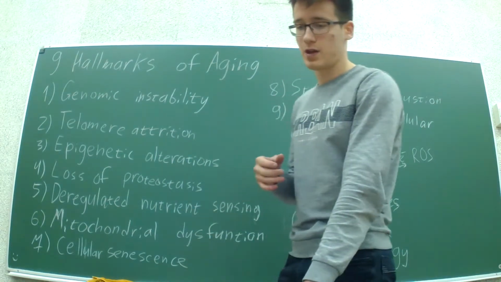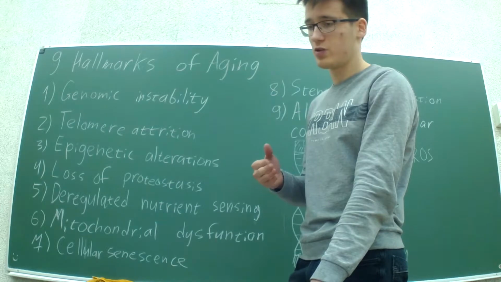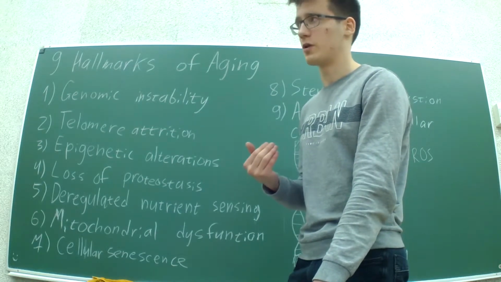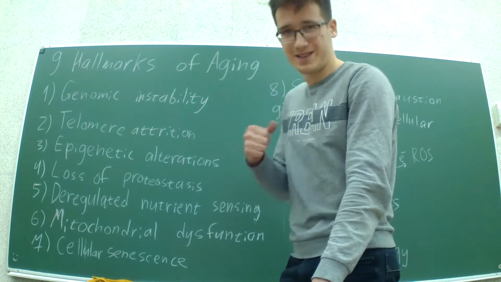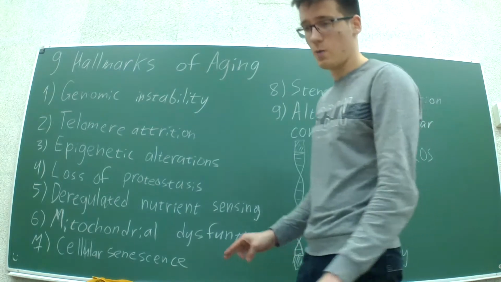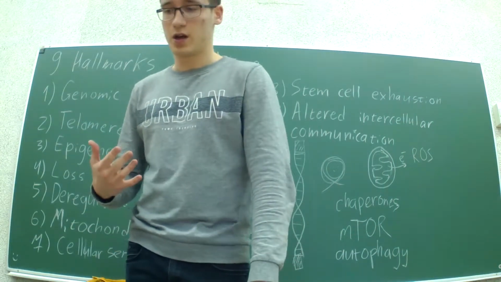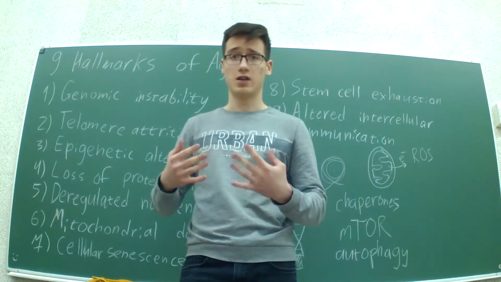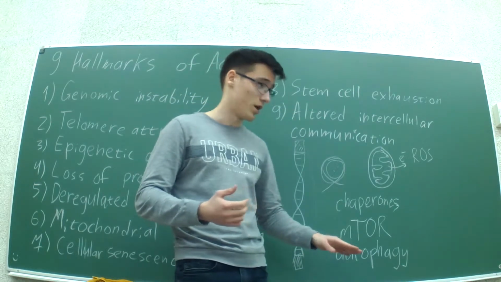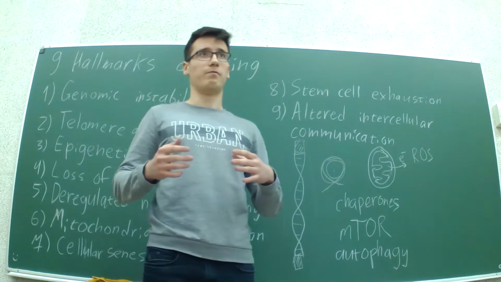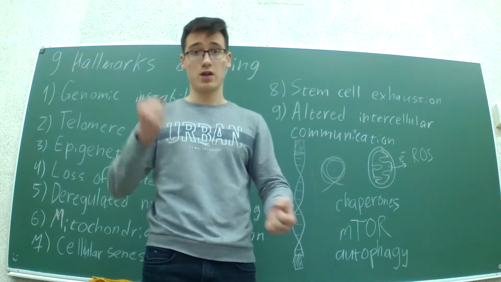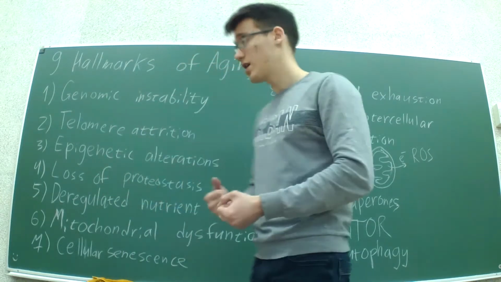This is a process which cells use to eliminate defective cellular structures. They just eat them inside themselves using autophagy. But when the nutrients are abundant, mTOR activity is increased and the autophagy is inhibited by mTOR. And so damaged structures accumulate in the cells, and this results in aging.